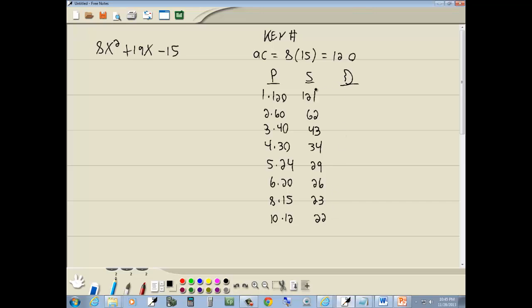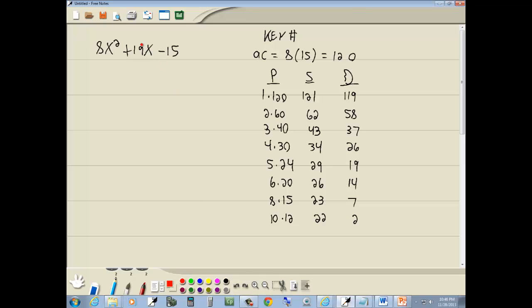Difference column, D for difference. We'll subtract smaller from larger. 120 minus 1 is 119. 60 minus 2 is 58. 40 minus 3 is 37. 30 minus 4 is 26. 24 minus 5 is 19. 20 minus 6 is 14. 15 minus 8 is 7. 12 minus 10 is 2.